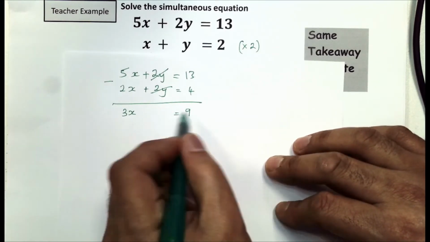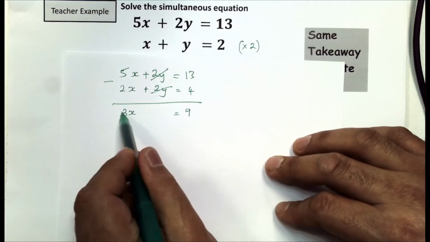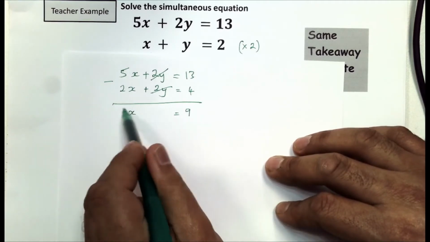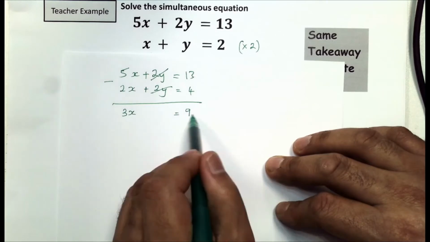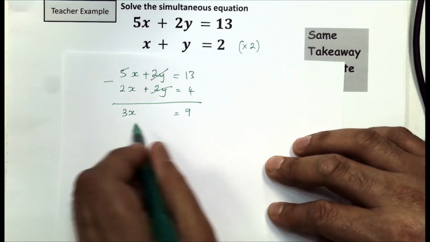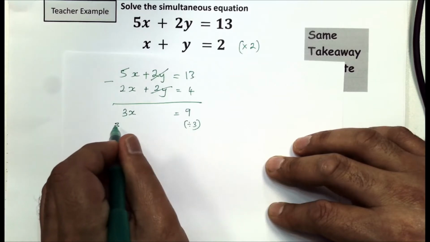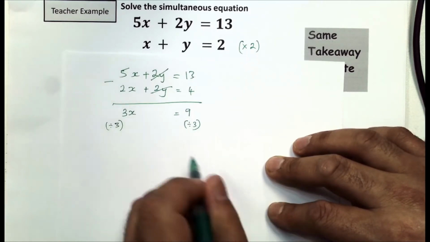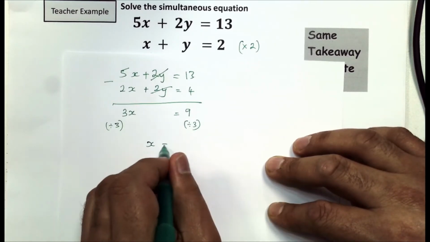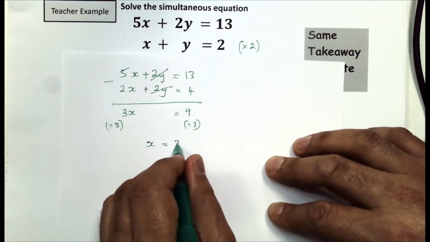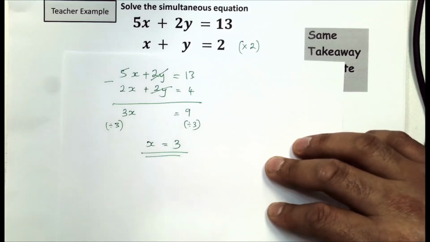I've got rid of one of the letters, so I'm only left with one letter in 3x equals 9. So the next step is I'm going to divide both sides by 3, because it's 3x. Now I'm left with x is equal to 9 divided by 3, which is equal to 3. So now I've worked out the value of x.